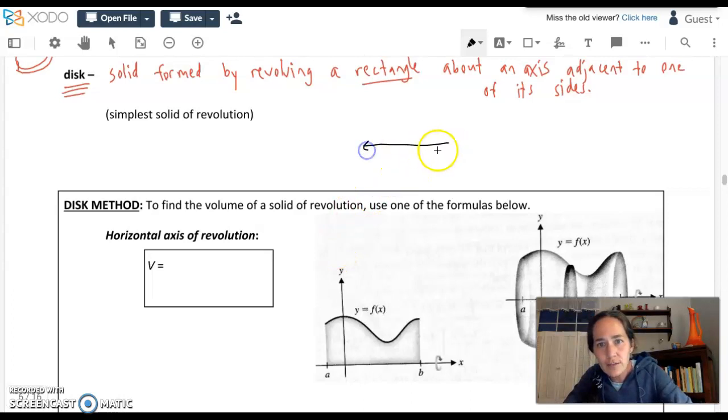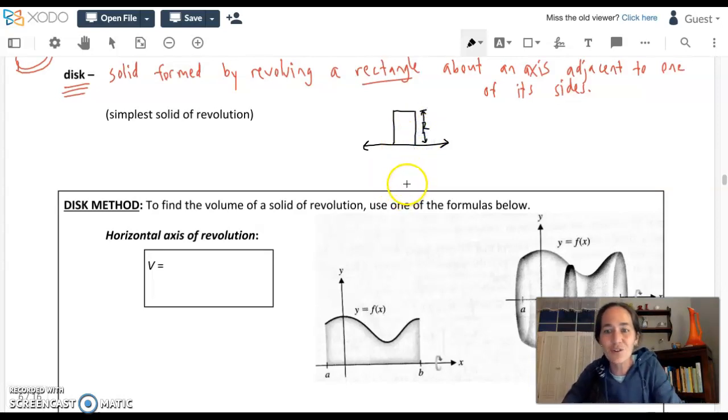I'm just going to draw an axis of revolution here. And connected to that, adjacent to one of its sides, I'm just going to draw an arbitrary rectangle, kind of hanging off of it like this. And I'll call the height of it r. I actually have a reason for calling it r and not h, because in a second, it's going to represent a radius of a circular shape.